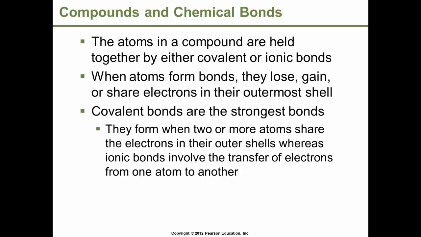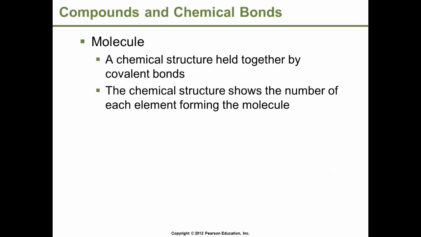The atoms in a compound are held together by either covalent or ionic bonds. When atoms form bonds, they lose, gain, or share electrons in their outermost shell. Covalent bonds are the strongest. Covalent bonds form when 2 or more atoms share the electrons in their outer shells. Ionic bonds, on the other hand, involve the transfer of electrons from one atom to another.